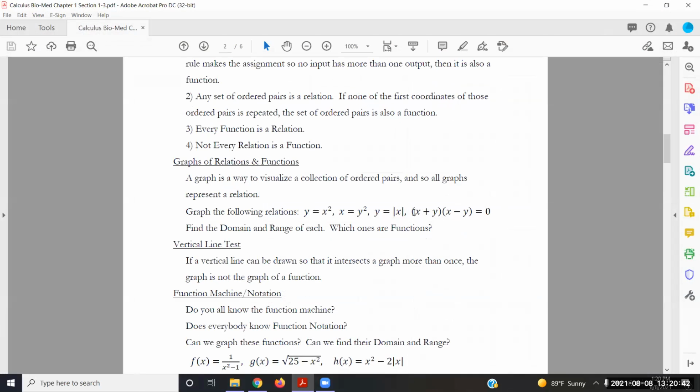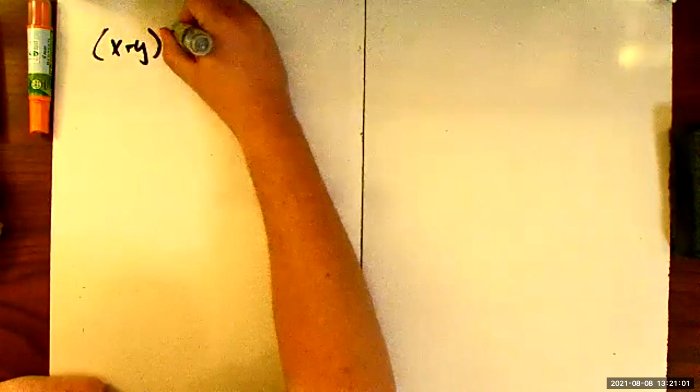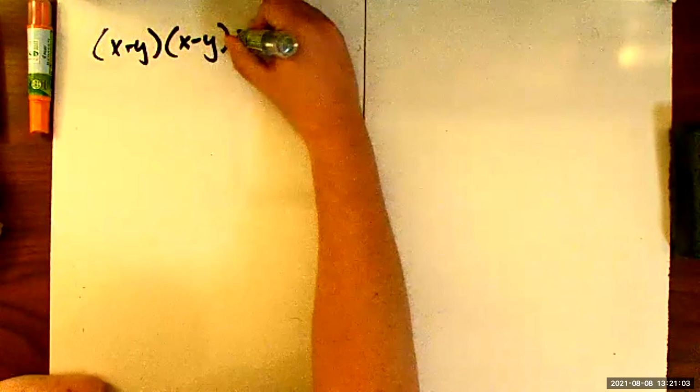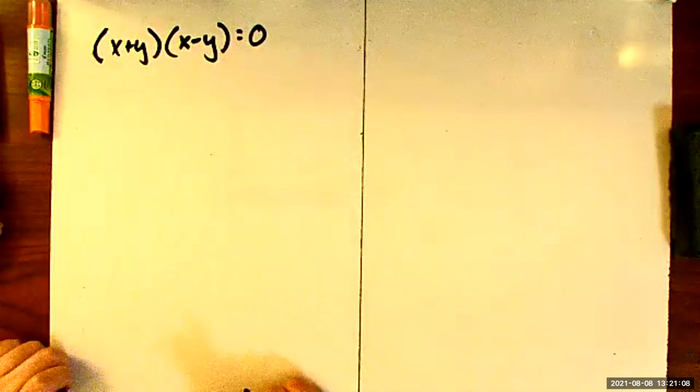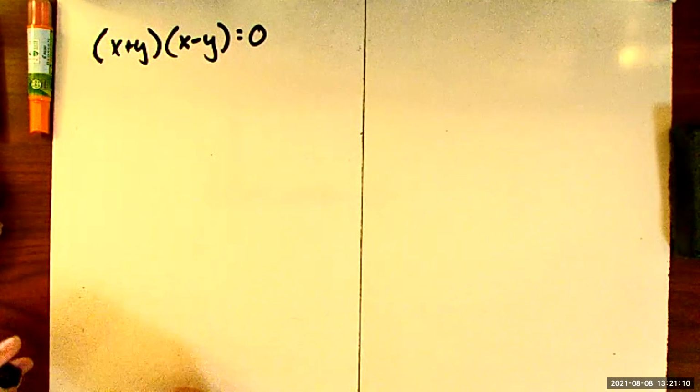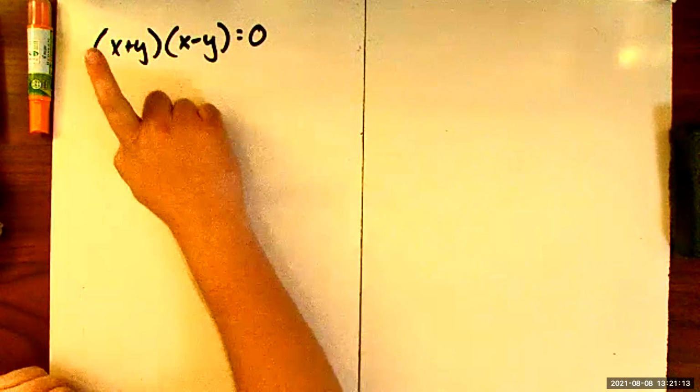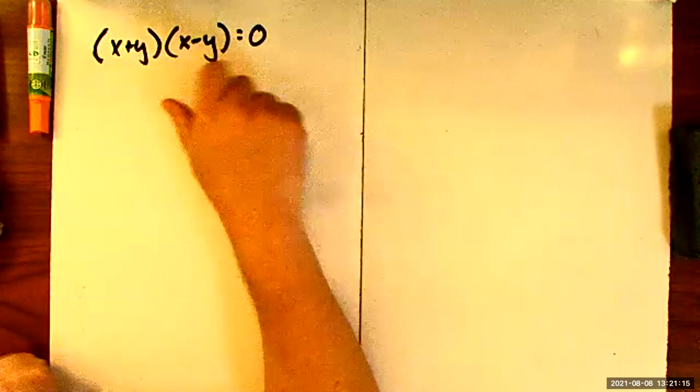The last example here is x plus y times x minus y equals 0. What do you think the graph of that is going to look like? Maybe we'll even graph this one by hand just to show you how weird it looks. This is probably the first example where I wouldn't expect you to have this one memorized at this point. So, x plus y times x minus y equals 0.